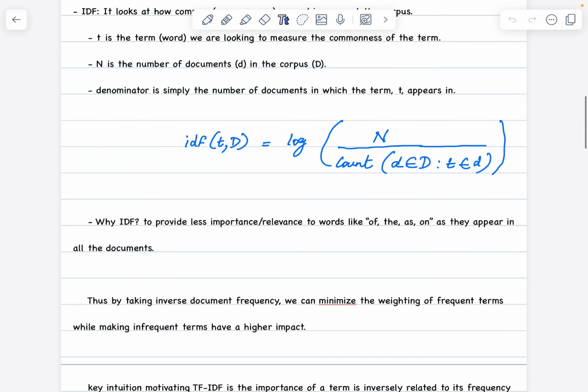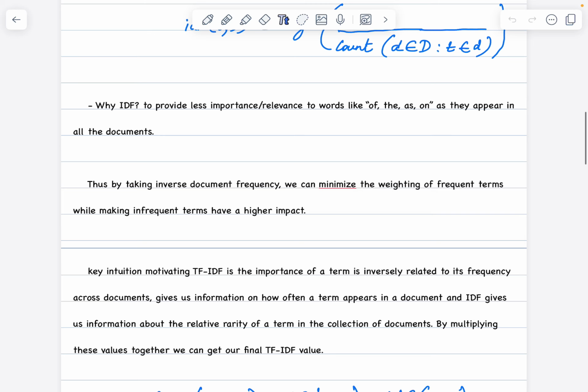If you see the definition here, we can minimize the weighting of frequent terms while making infrequent terms have a higher impact. So we try to provide less importance to words which are appearing across all the documents and try to bring out rare words out of all the documents. That's the key idea behind IDF.